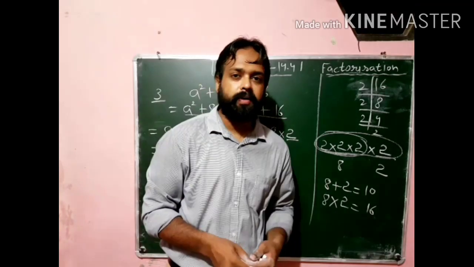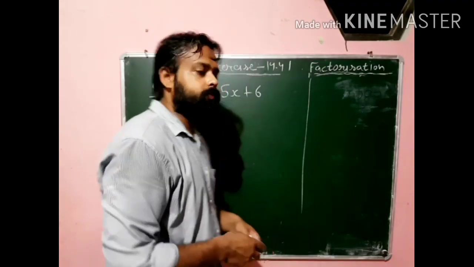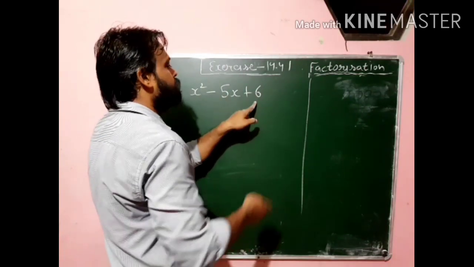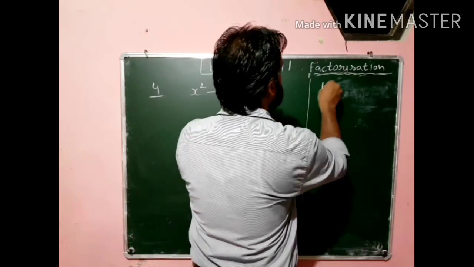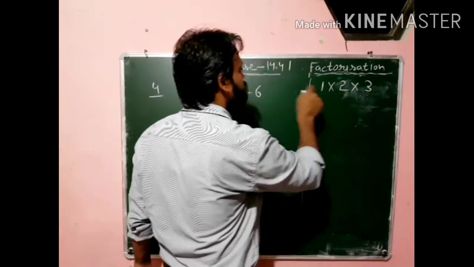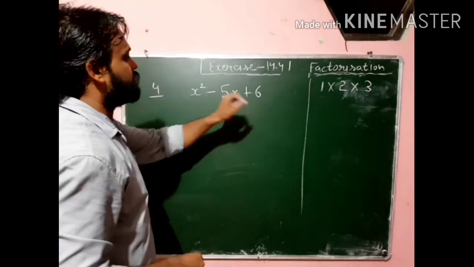It is also very simple. So here you can see the fourth sum. Here x square minus 5x plus 6 is given to us. Again we have to do the factors of this 6. We can do the factors of 6 like this, because we know that 3 2s are 6, 6 1s are 6. So this way we can do the factors of this 6.